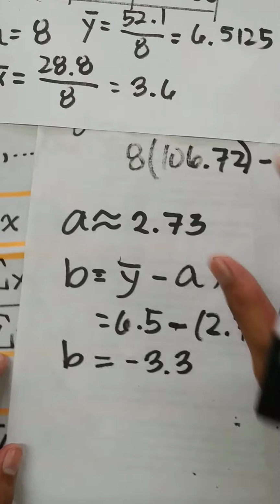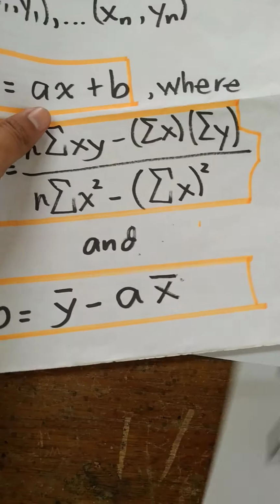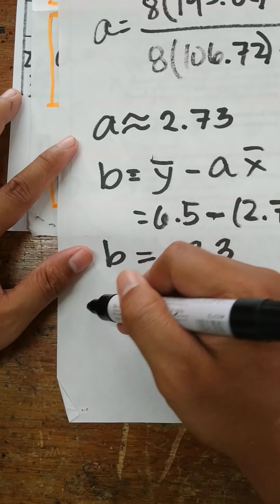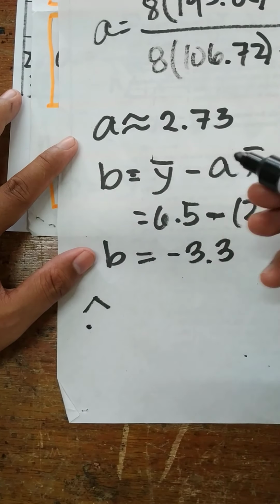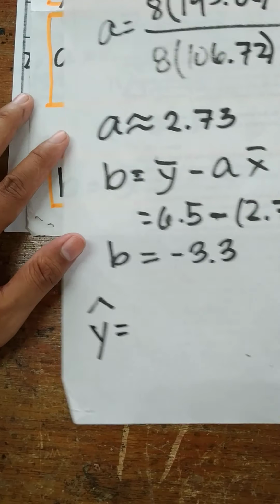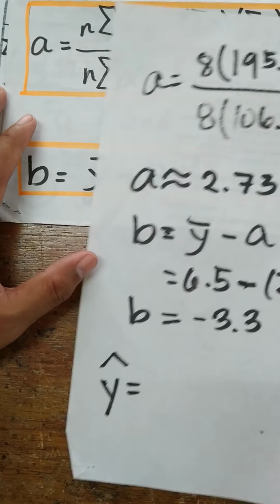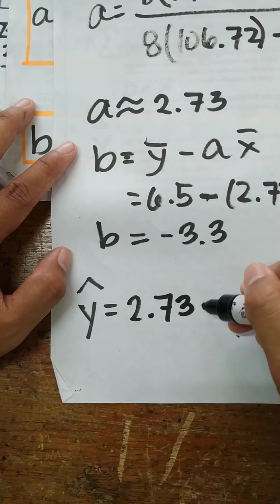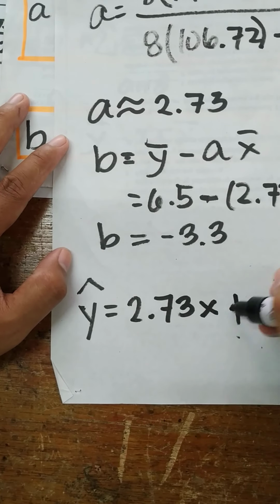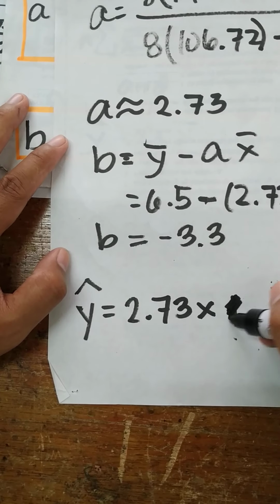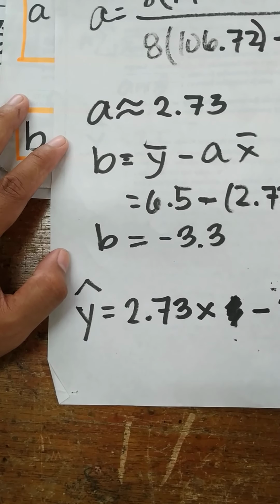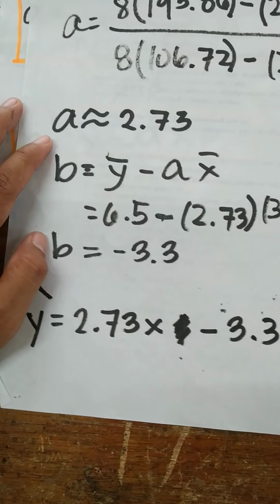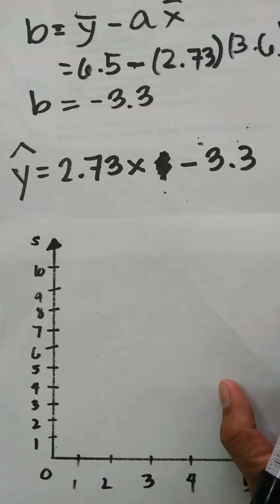So now we can substitute it into our y hat. So y hat is ax plus b. Our least squares line equation for this would be ax, our a is 2.73x. Oh, that should have been minus 3.3, because it's plus, right? And then we have negative, so negative 3.3. So let's try to graph this one.